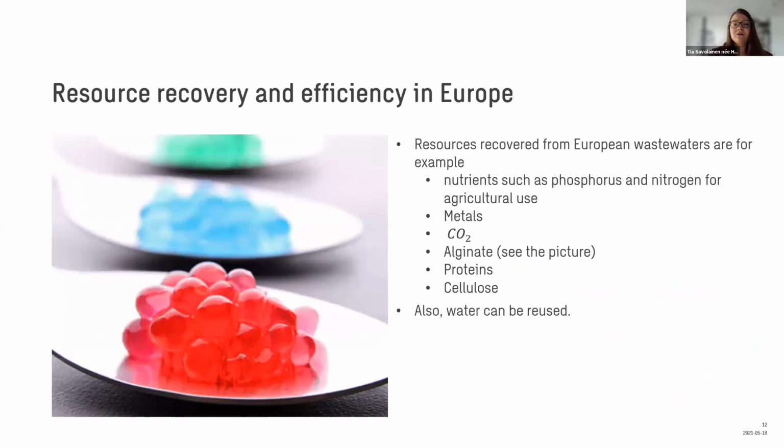And then about resource recovery and efficiency. Here are some examples of resources that are recovered from European wastewaters. They are nutrients such as phosphorus and nitrogen, and they are used in agriculture. Metals, carbon dioxide, alginate, as in this picture, proteins, and also cellulose. And of course, water can be reused.